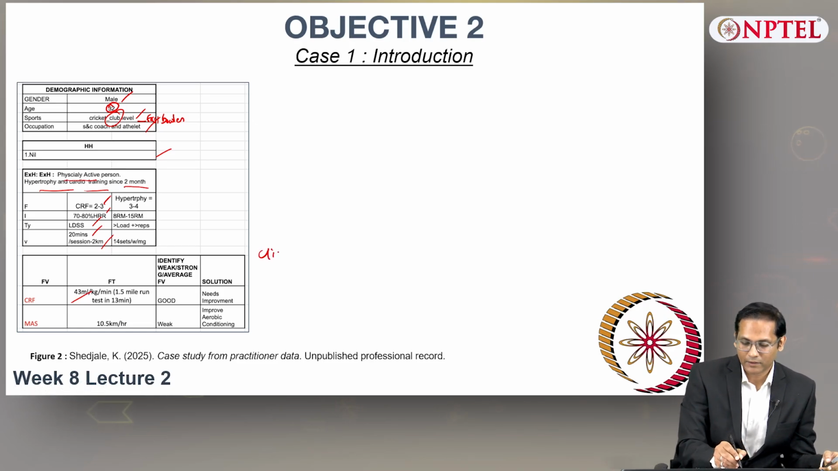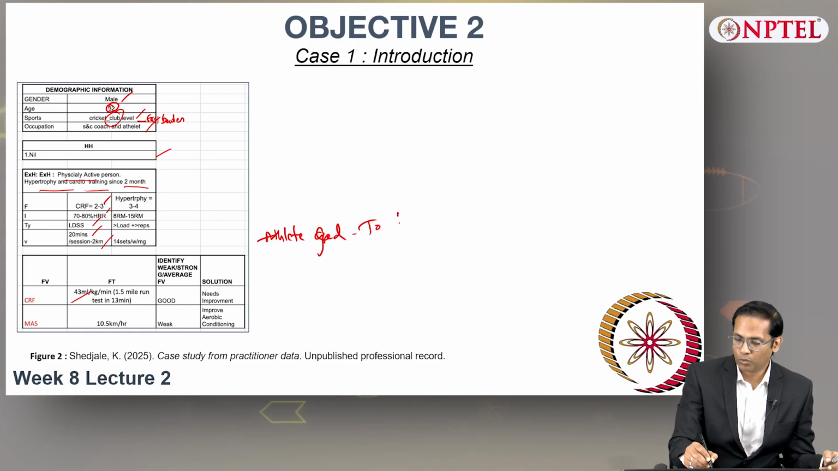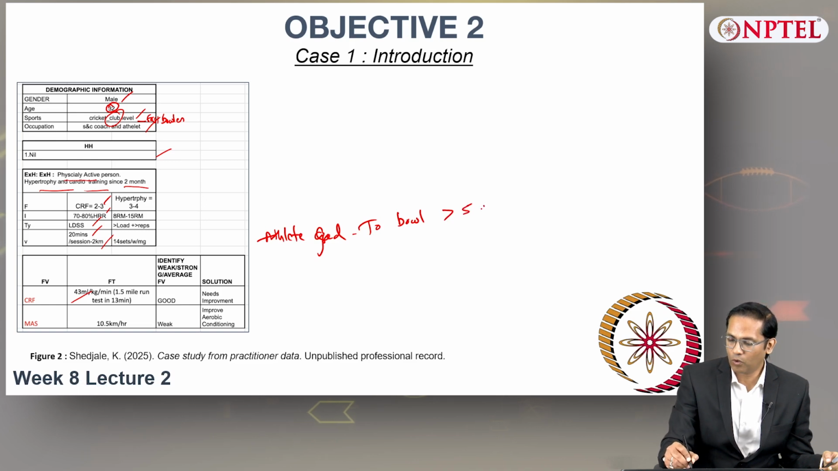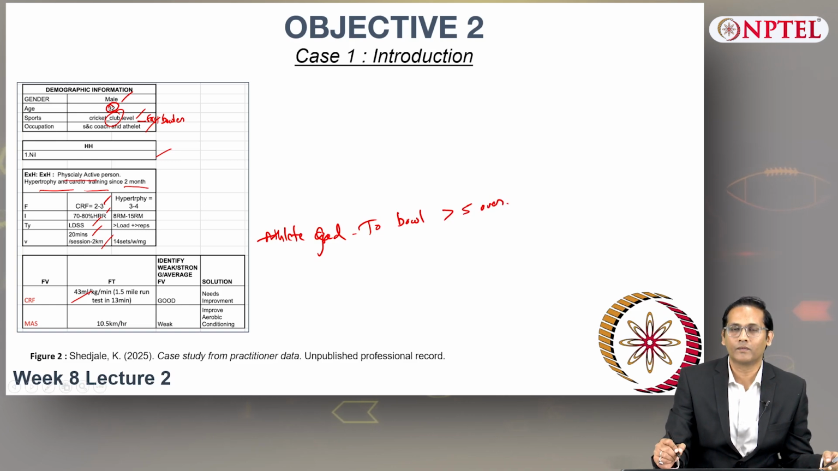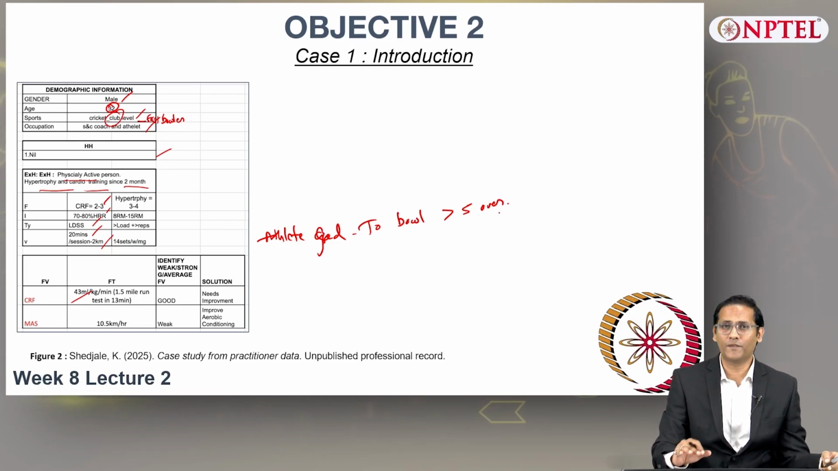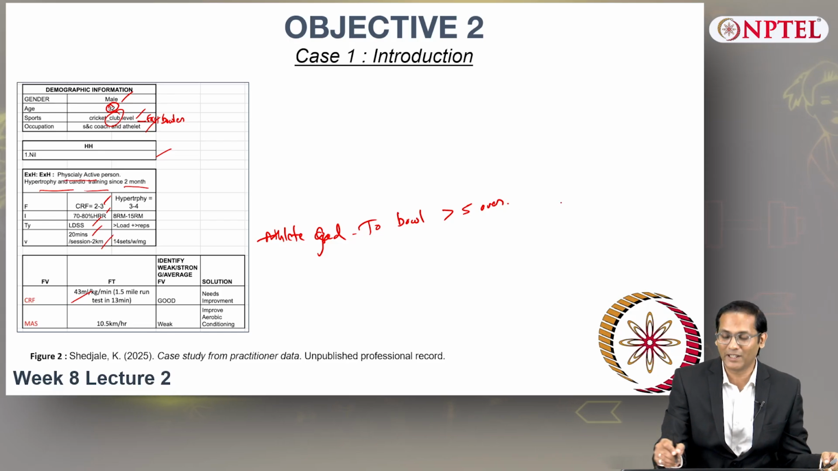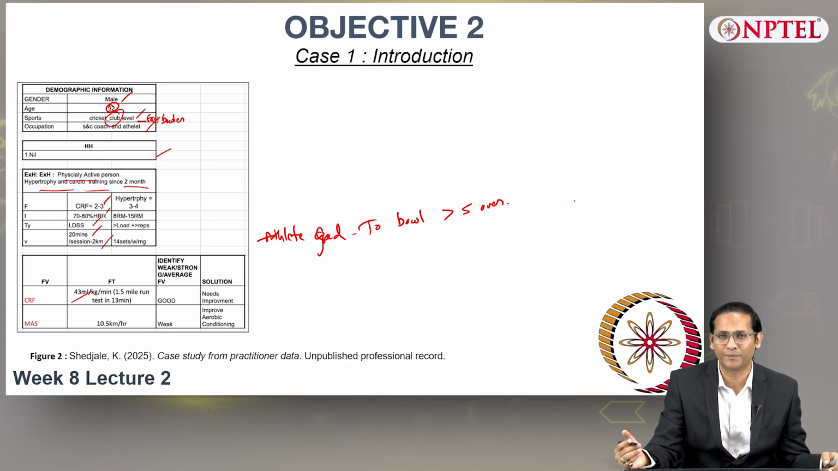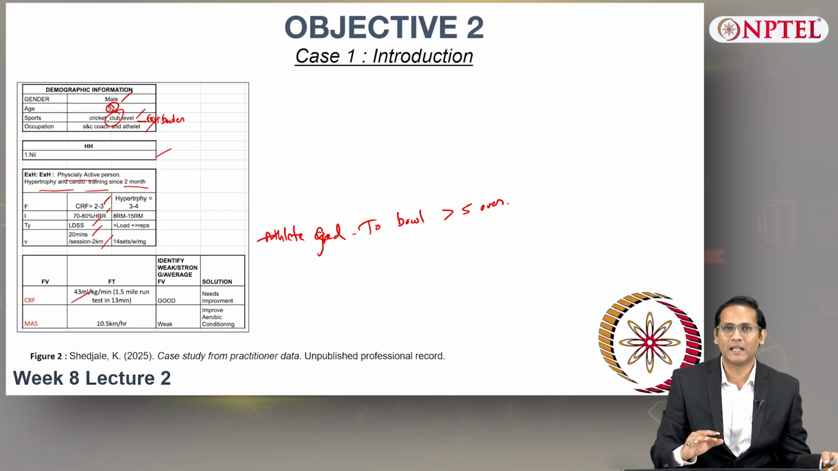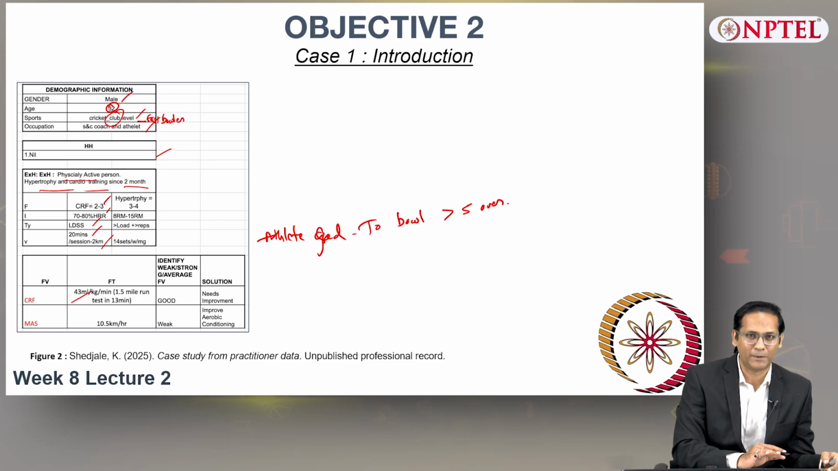The athlete's goal is to bowl greater than 5 overs. The current experience of this athlete is he is not able to bowl more than 5 overs at the same intensity and performance that he could do for the initial first couple of overs. Now, this inability clearly is due to the lower aerobic capacity.